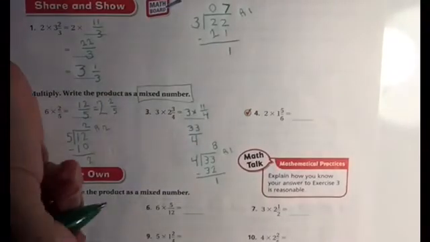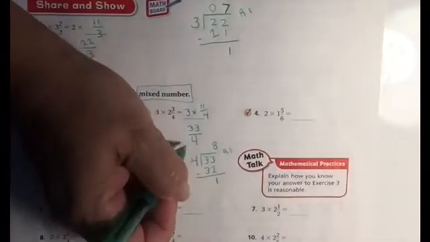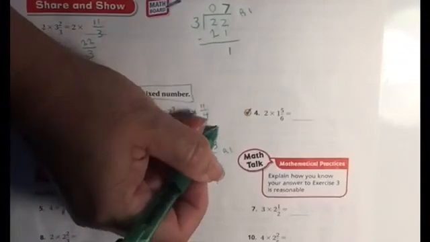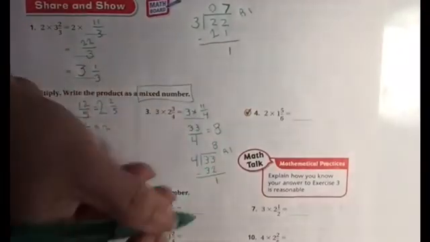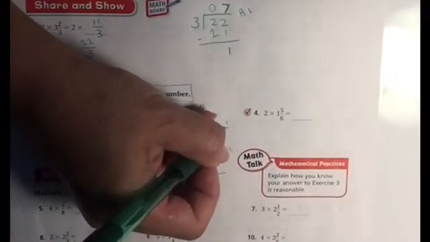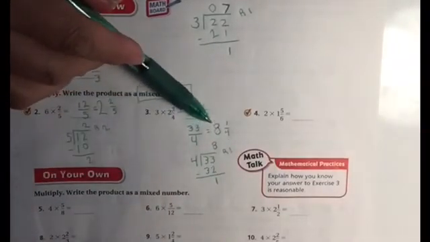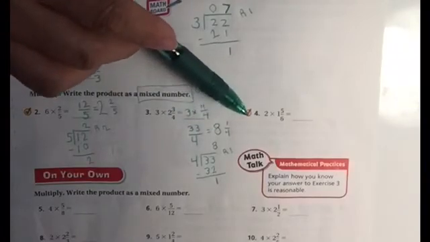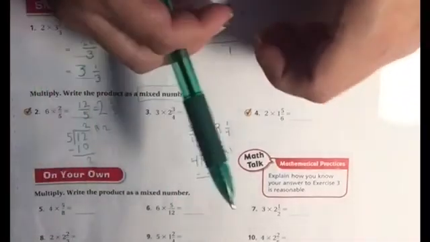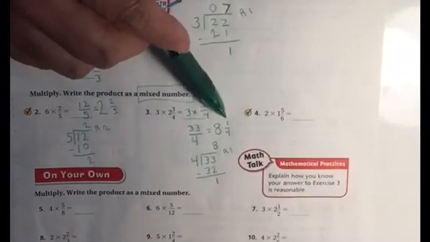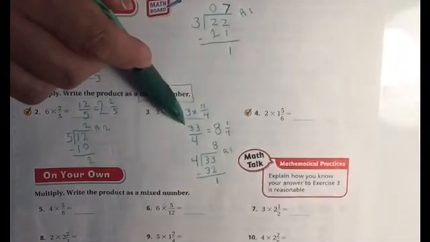So now my answer is 33/4 equals 8 wholes and 1/4. Again, what that means, everybody, is we have 4/4 plus 4/4 plus 4/4, so 8 4/4 plus 1 more fourth equals 33/4.